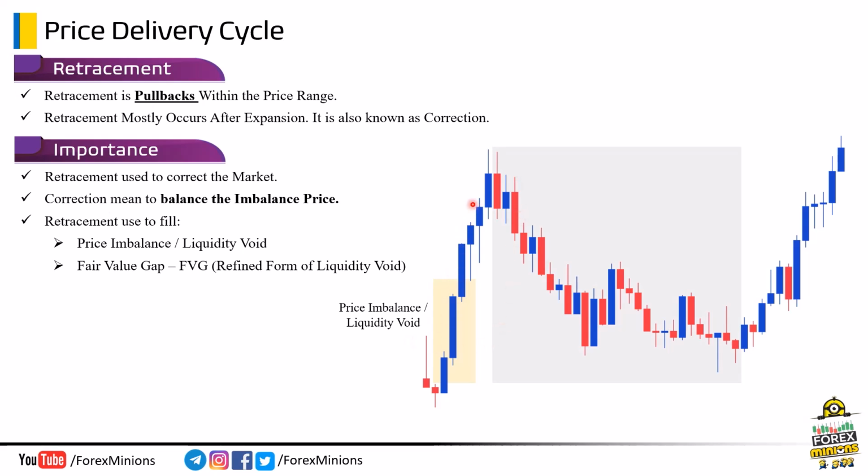Right? Now check this gray area, this is basically a retracement that the market created to fill this void. Because retracement occurs to balance the imbalance zone. I hope this makes sense to you.